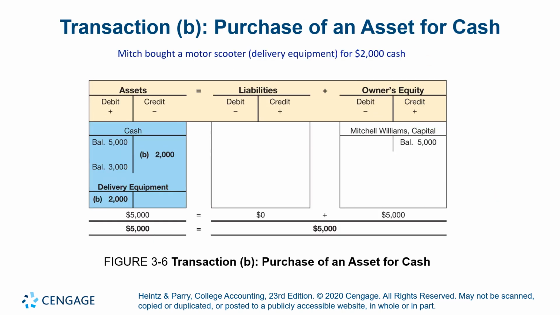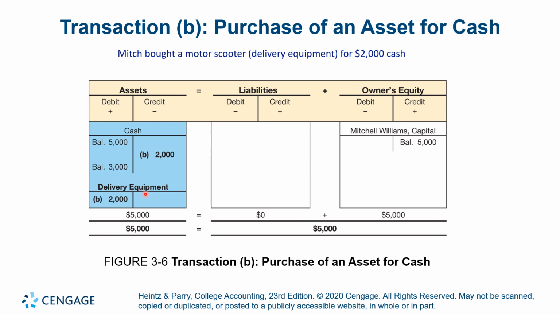In transaction B, Mitch buys a motor scooter or delivery equipment for $2,000 cash. So we have to subtract $2,000. We subtract from the debit side, or the left side, so we place that over here on the credit side. Our new balance is $3,000, and the balance always goes on the side with the bigger number. So that is going to be over here on the debit side. We still have positive cash.